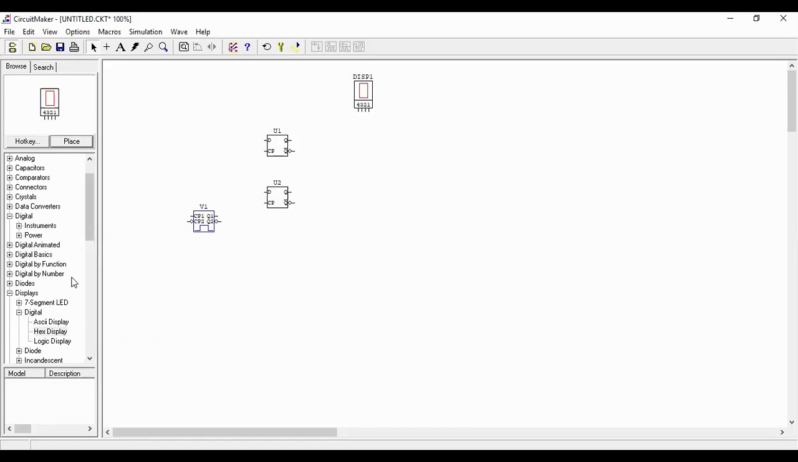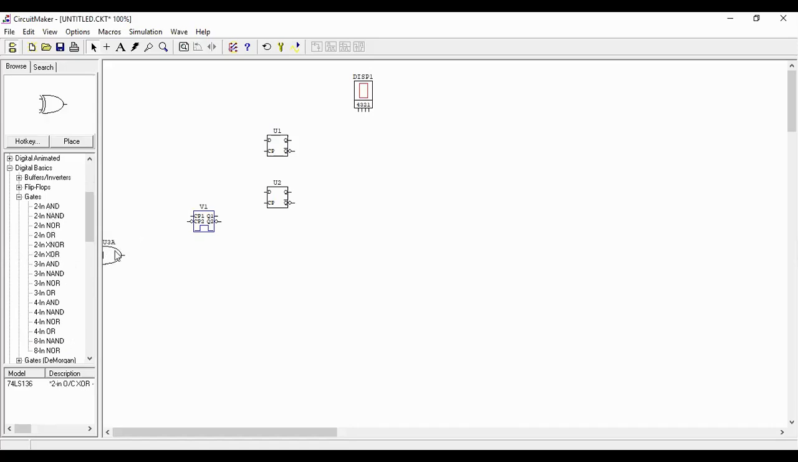After which we pick the gate. Which gate are we interested in? The 2 input XOR gates. Remember, we have an XOR gate to the input of DA. I think all those are the devices we require.